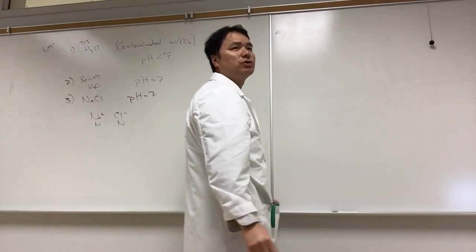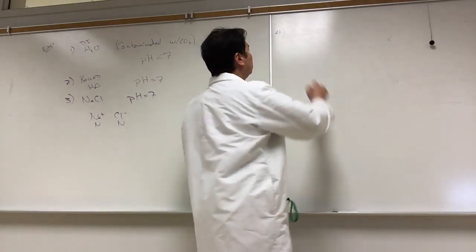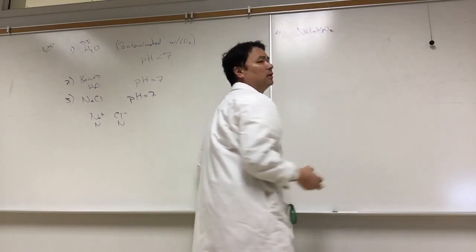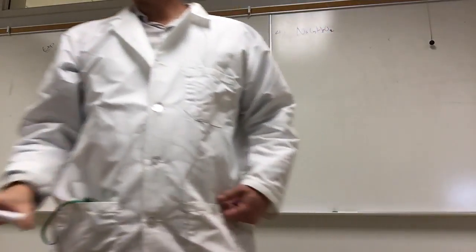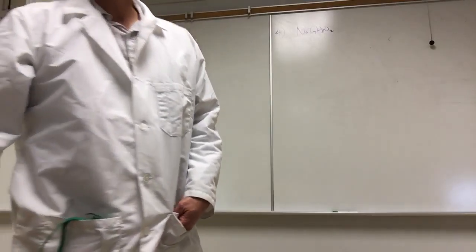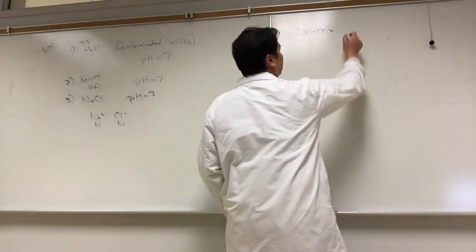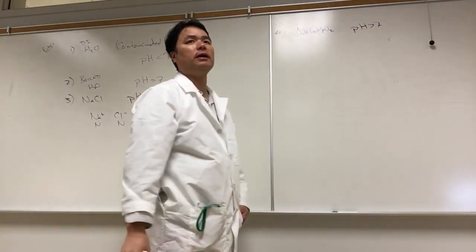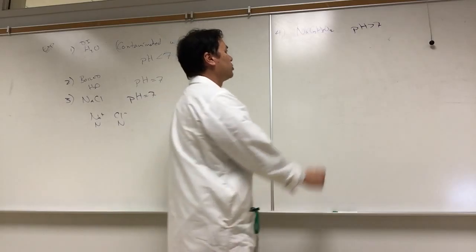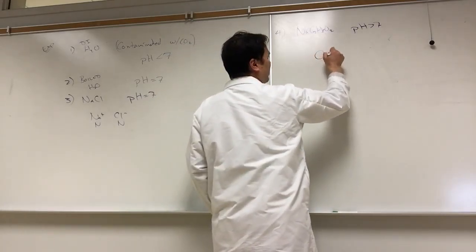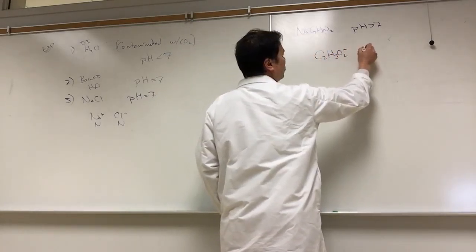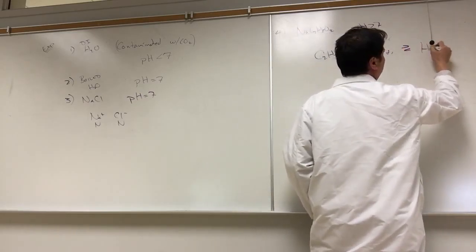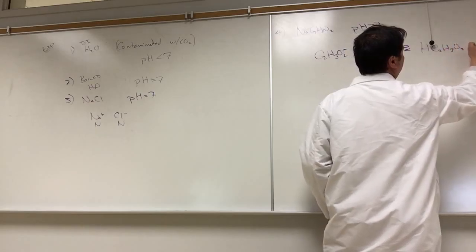The next solution is sodium acetate. All right, sodium ions are neutral, acetate ions are basic. So we expect the pH should be greater than 7. And so we're going to calculate the pH for this and then measure it. And so acetate can hydrolyze water. You produce acetic acid and hydroxide.